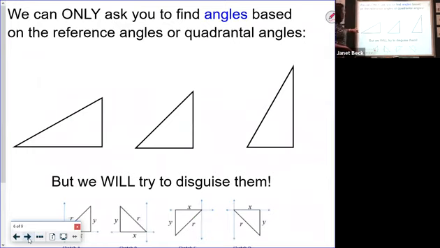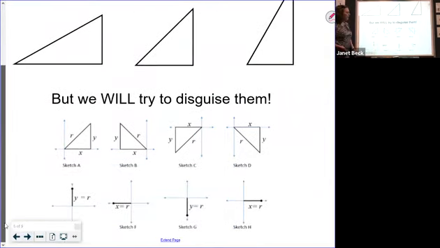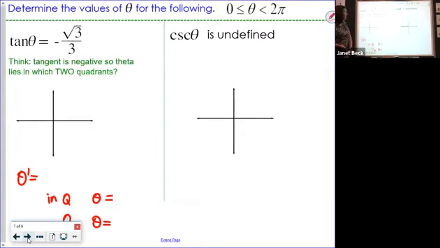Okay. Remember, we can only ask you about things based on 30, 60, 90 or quadrantal angles. And your answer choices, when we're checking your work, we're going to ask you to say, well, when I sketch it, which of these triangles would I use? And then we're going to ask you for the dimensions of x, y, and r as well. Okay? So let's try these ones.